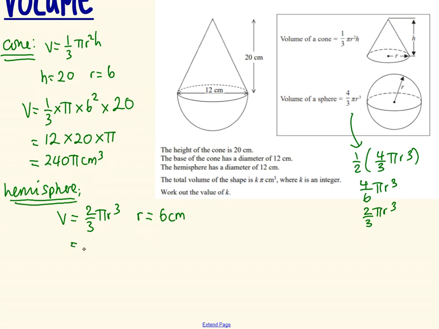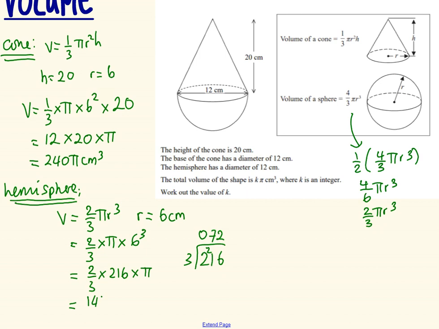So substituting all of that in again then, we've got 2/3 times pi times 6 cubed. 6 cubed is 216, so we've got 2/3 times 216 times pi. So I'm just going to do a little bus stop now to do 216 divided by 3. So that's going to give us 72. And then we've got two lots of that, so that's 144 pi centimetres cubed.